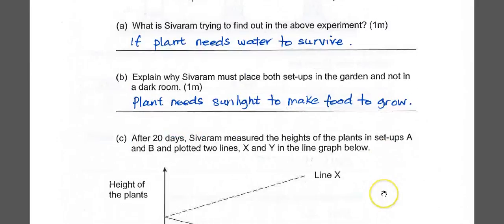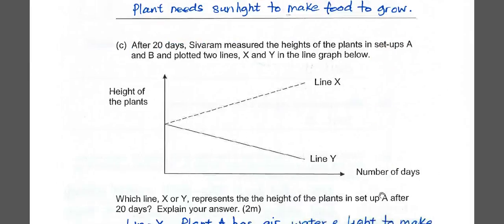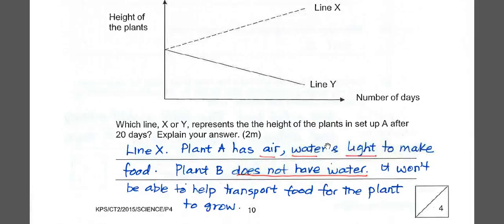Now after 20 days, Sarah measured the height of the plant in setup A and B, okay? This means that the height goes up. This means that probably it goes down, it withers, and it probably dies after a while. This shows that this is definitely a plant with water. This is plant without water. Now, given air and food, and one with water, one without water, right? Fair, air and food given. So, setup A after 20 days.